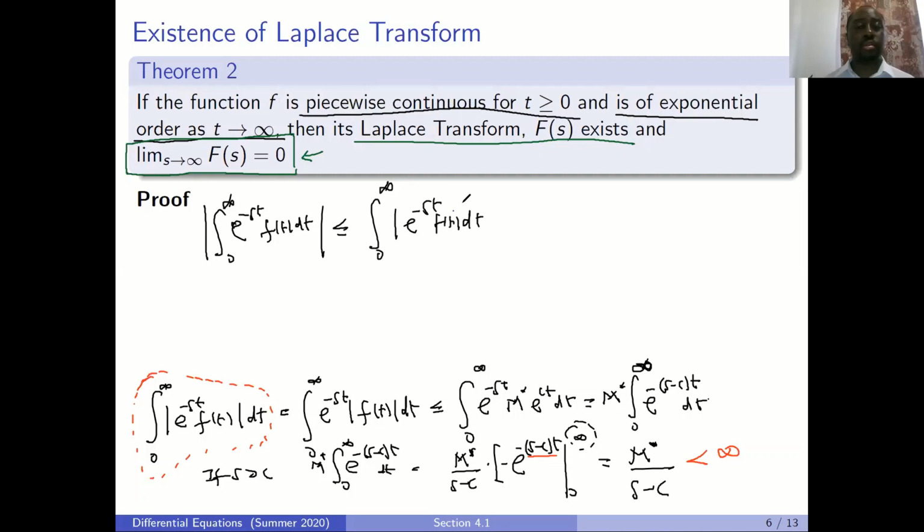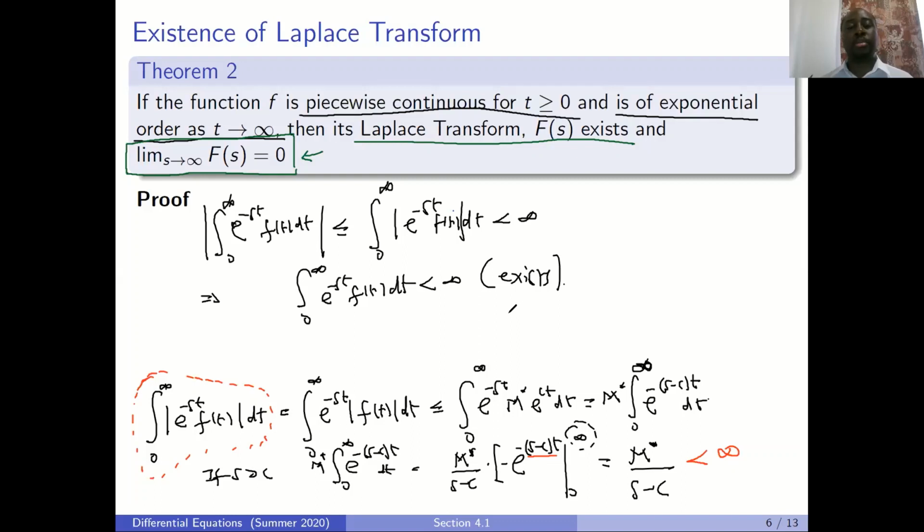This is true, right? And since this integral here is finite, or converges, and the absolute value of my Laplace transform is smaller than that integral, it implies that my Laplace transform converges, right? Which means that it exists, because it's finite. The integral converges.